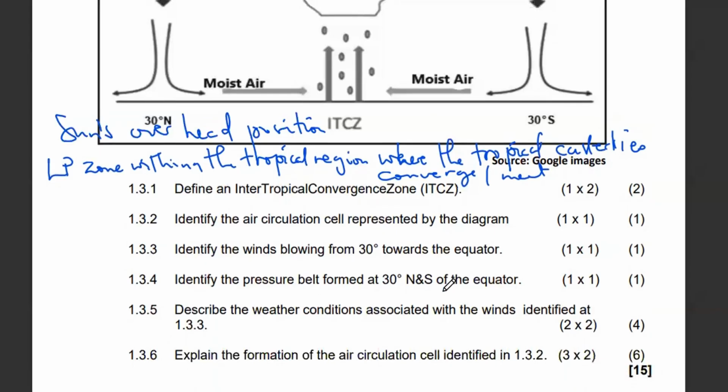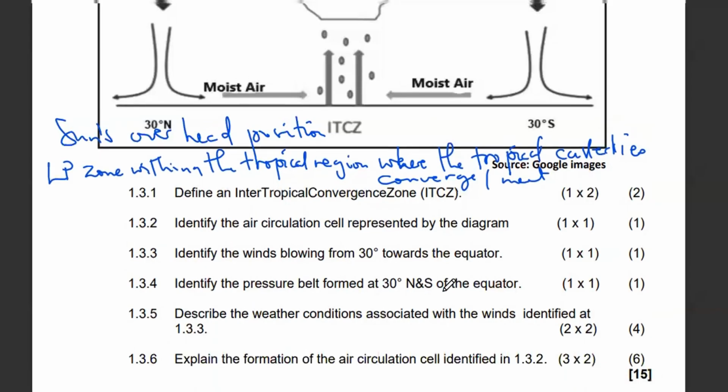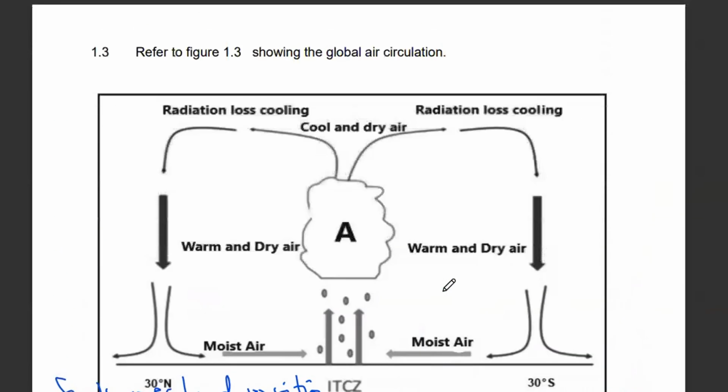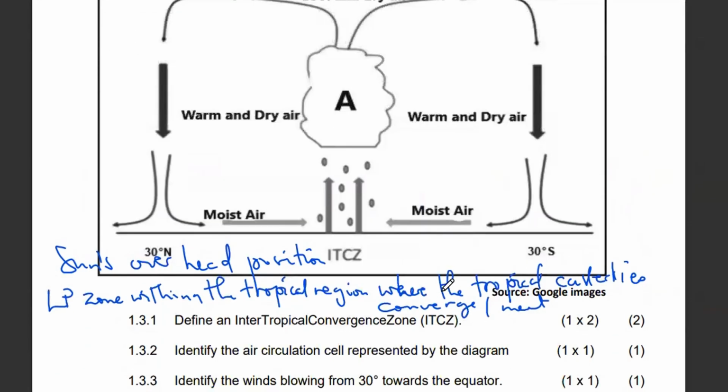Right, moving on. Identify the air circulation cell represented by the diagram. Right, we understand the tricellular model of global air circulation, if we still remember. The one which is from the ITCZ to around 30, we are seeing it here, which means from the ITCZ to 30, we have the Hadley. It's the Hadley, then the Ferrel, then the polar cell.